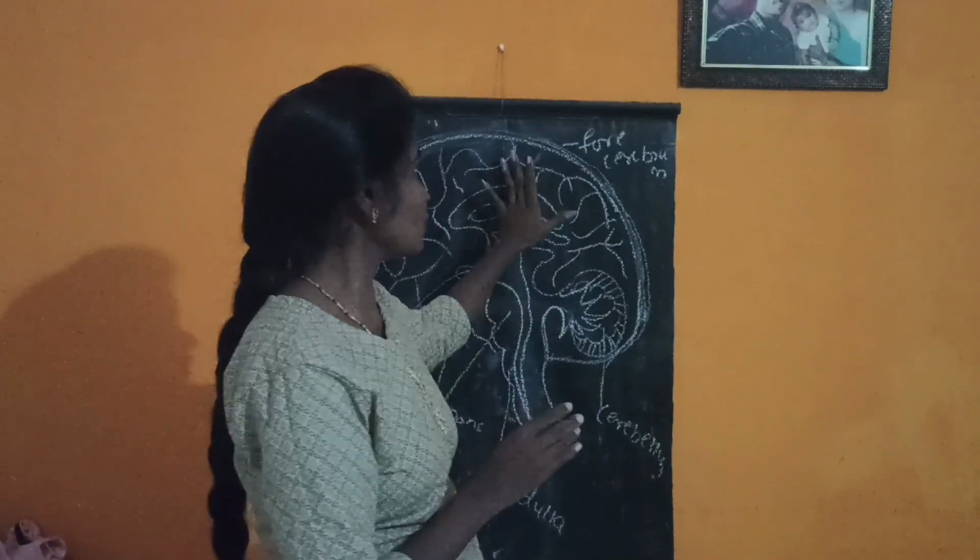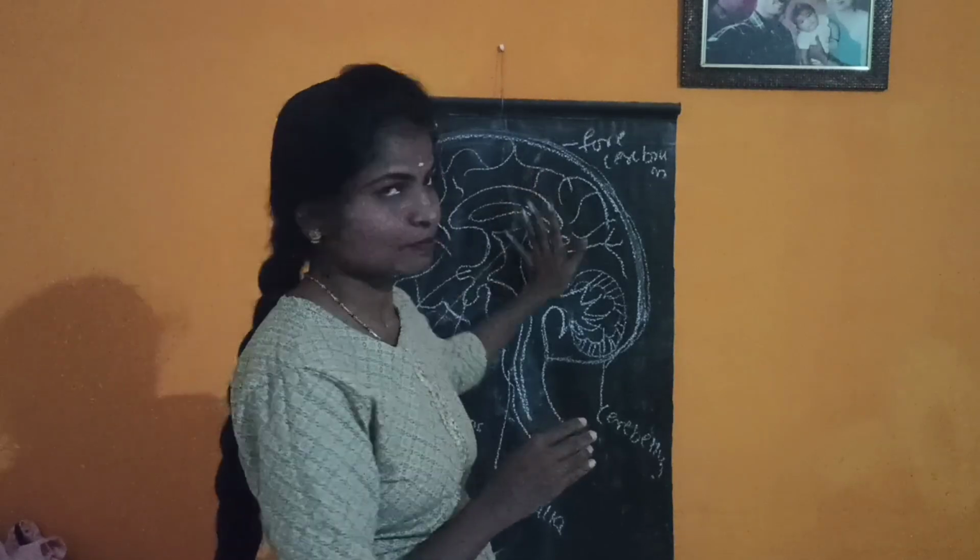The memory power differs from person to person. The capacity and ability of memory depend upon the part of the brain called the cerebrum. It is also a site of intelligence, and all the voluntary actions are controlled by the cerebrum.